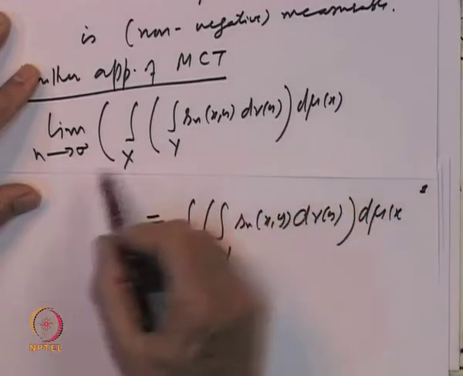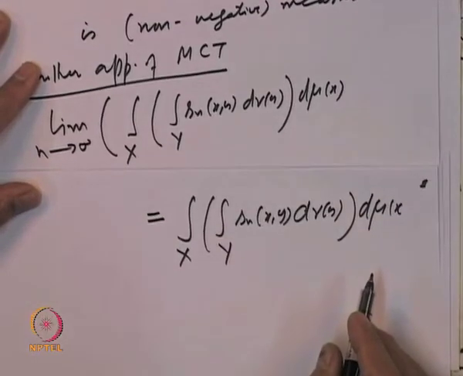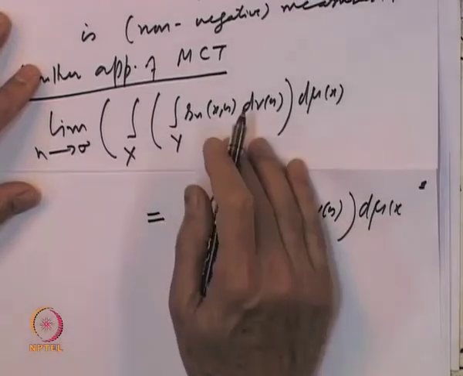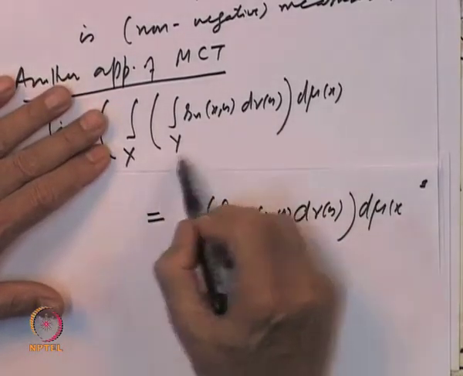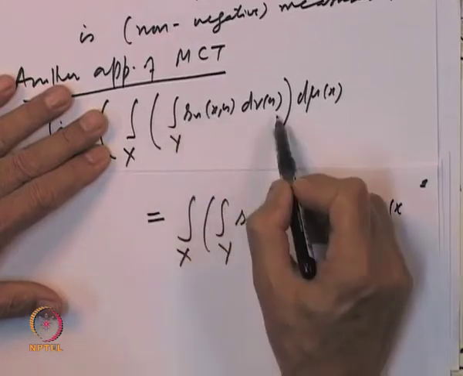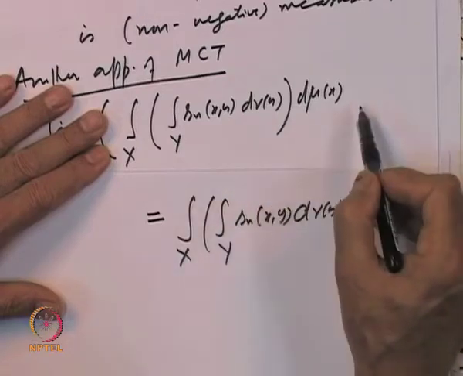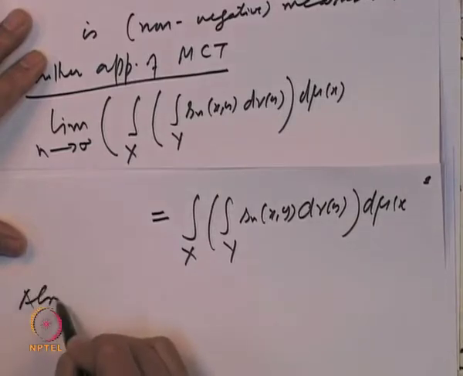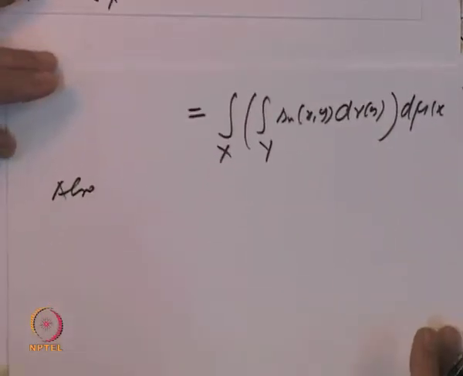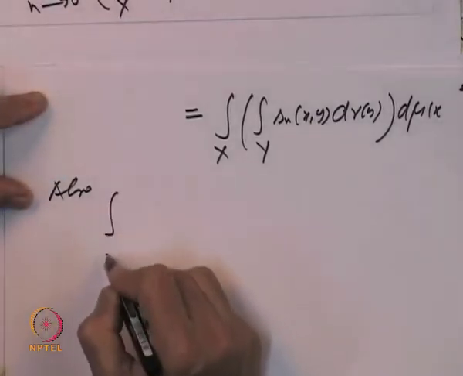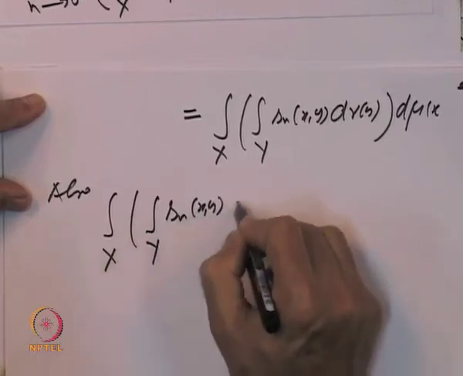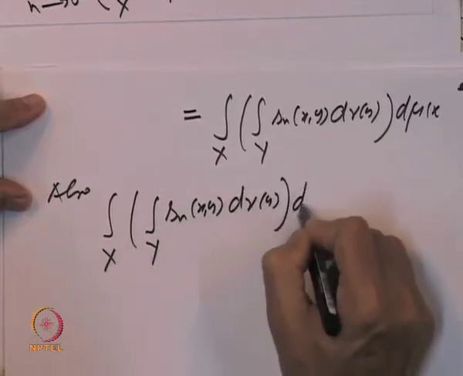But on the other hand, we had seen that this iterated integral for S n's is equal to the double integral. So, this is one observation. Also, let us look at the other fact. What is the other fact? Also we have that the integral over x of the integral over y of S n of x, y d nu y d mu x.